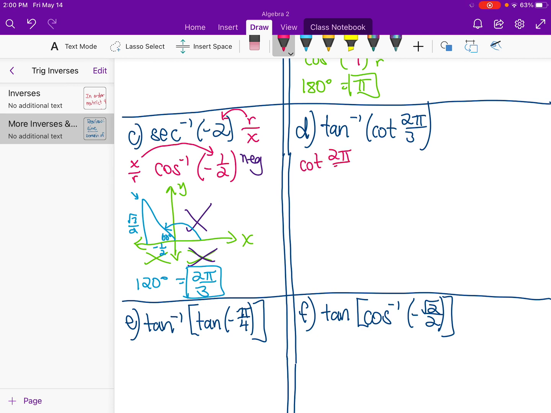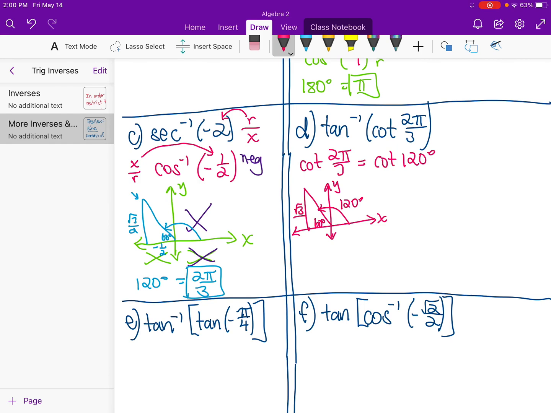Cotangent of 2 pi over 3, I'm going to focus on first. What is that? That's 2 60s, so that's 120, just like we had just said a minute ago. So I need to draw a picture for 120. I already have one, but let's just draw a fresh one over here. The reference angle is 60.